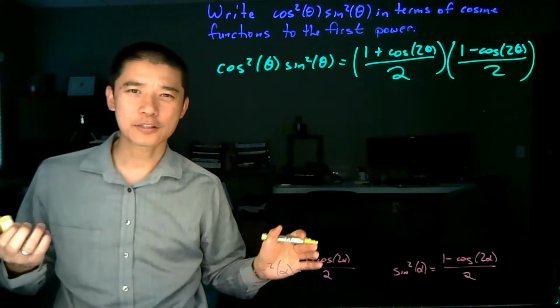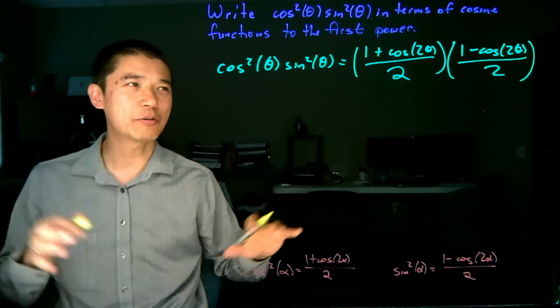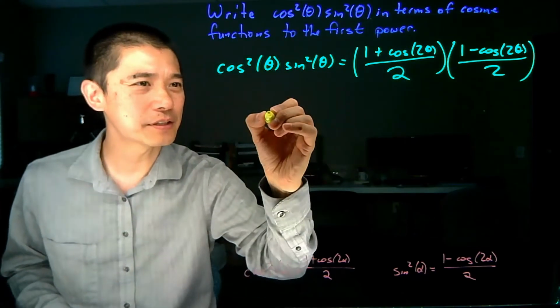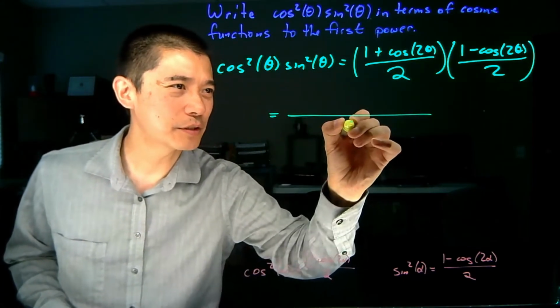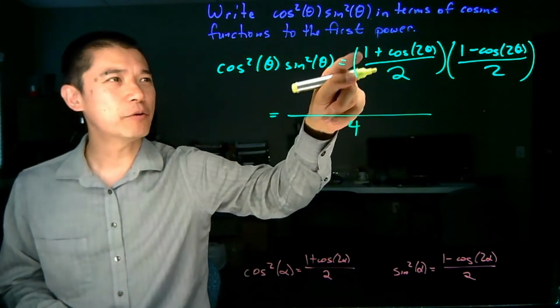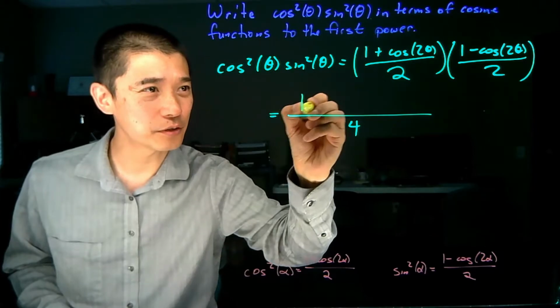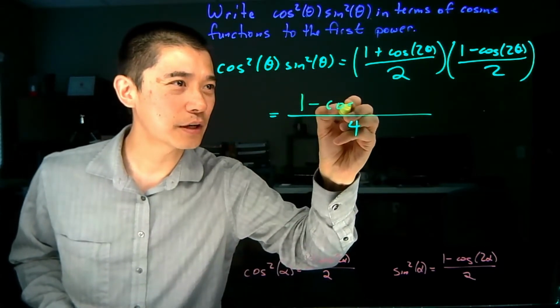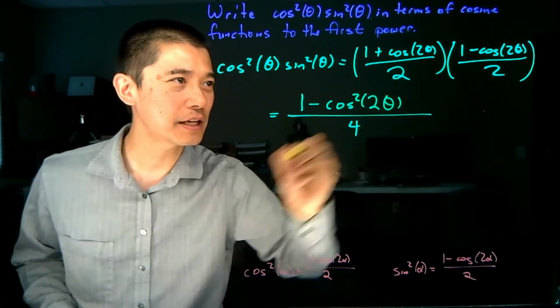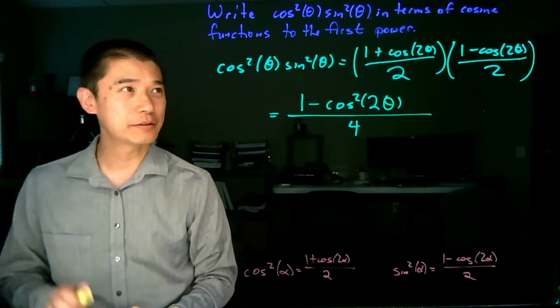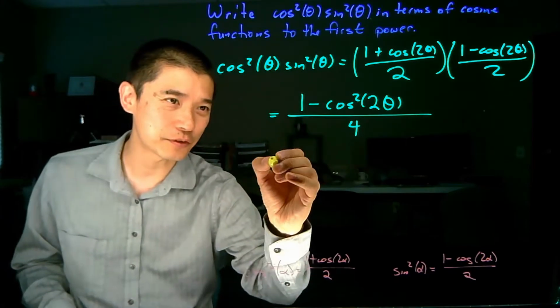Now you might look at this and say, okay, well, cosines are all to the first power, so we're done, except that we have a product here that we need to multiply out, and you'll see what happens. So in the denominator, 2 times 2 is 4. In the numerator, we have 1 plus something times 1 minus something. That leads to a difference of squares. So 1 minus cosine squared 2 theta. And now here we can see that there is in fact another power of cosine that's not 1, and so we have to simplify this further.